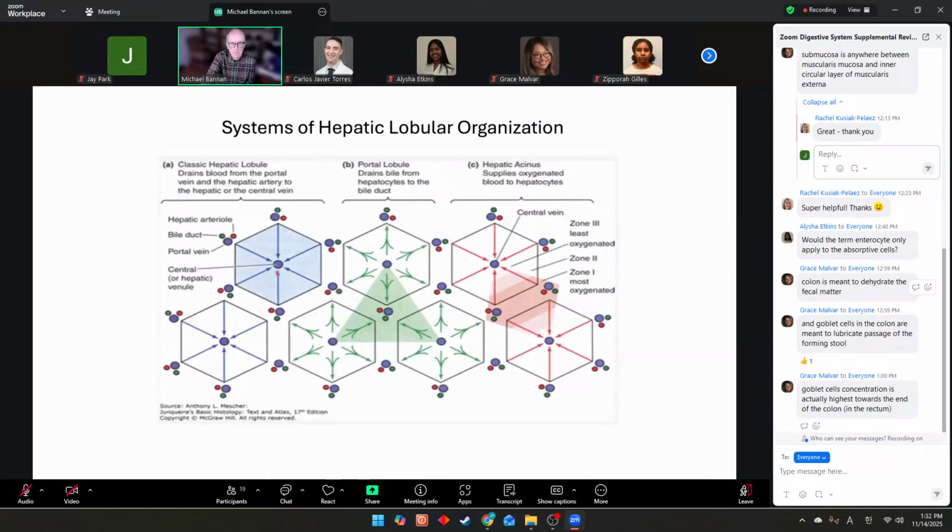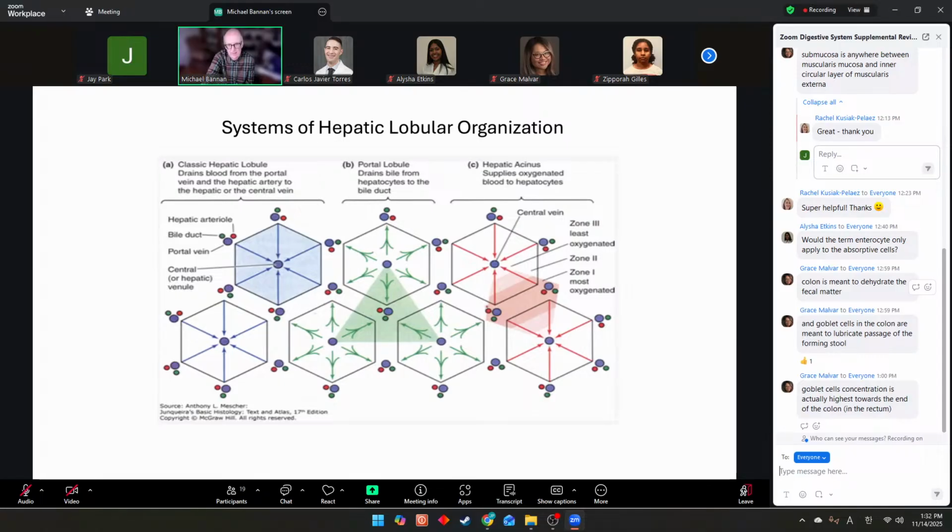Okay? The second system of organization is one that is the least relevant for our study. It's called the portal lobule. I just want you to remember that there is a scheme of organization called the portal lobule. It generally is triangular in shape, and the center of this scheme is the portal tract.